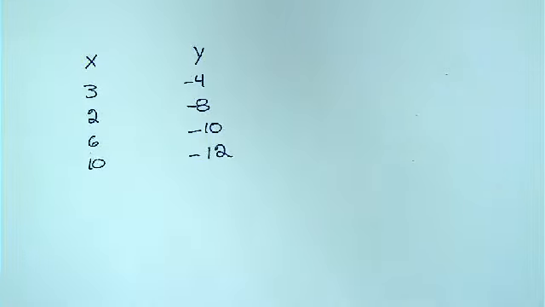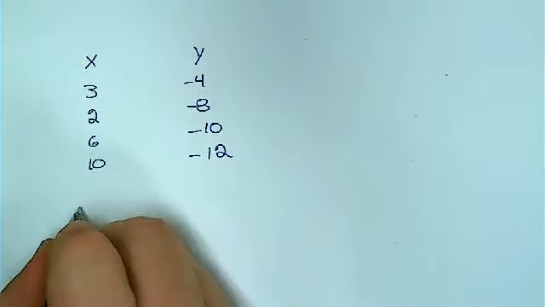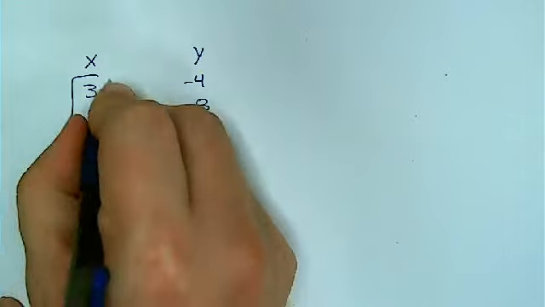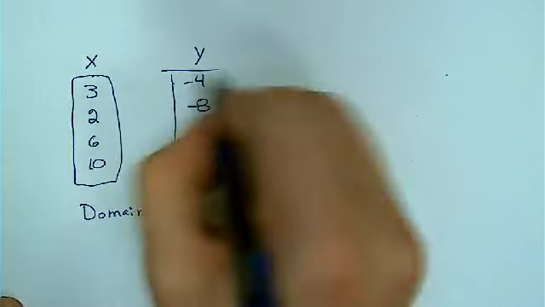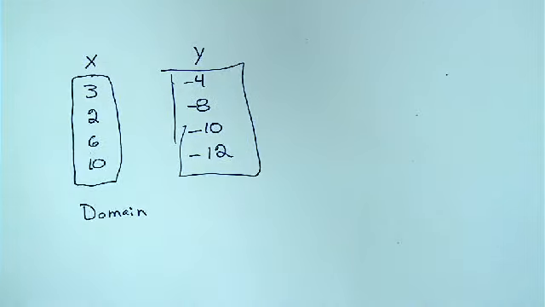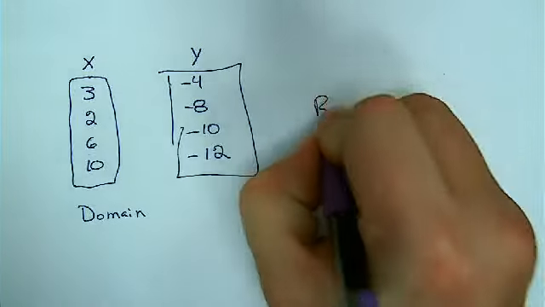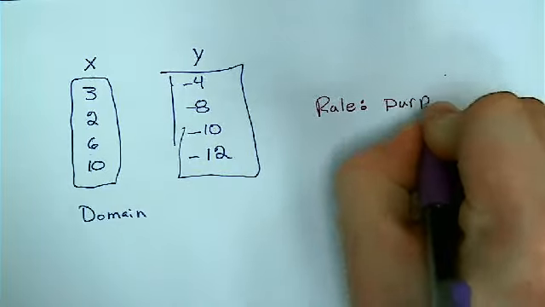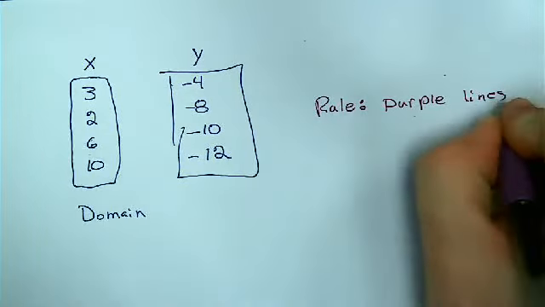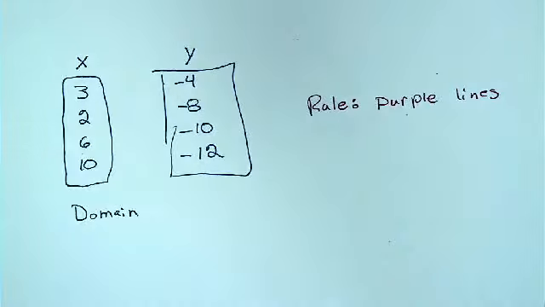Okay, so here are my two collections. Again, this is my domain. There's my subdomain. The values I actually use are going to be called my range. And the rule that I'm going to propose, I'm just going to call the purple lines. The reason I'm doing that is because I'm not going to actually define a rule. I'm just going to say, look, here's the rule.